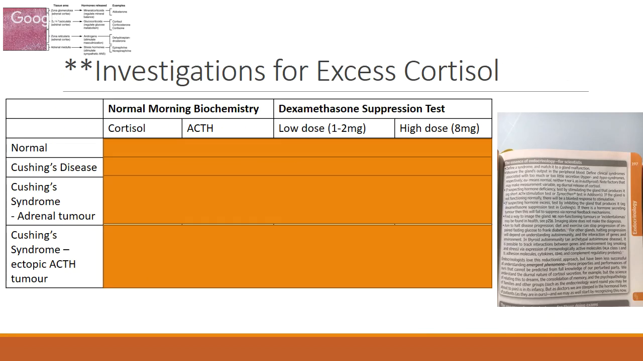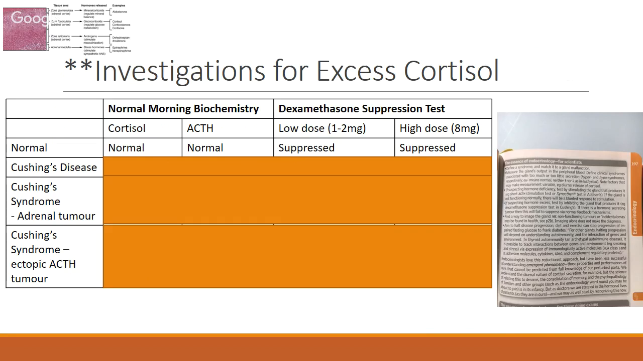Okay, let's go. For the first row, if you are normal, you're going to have normal cortisol and ACTH in the morning. And if you administer just a little bit of dexamethasone, it's enough to suppress the pituitary production of ACTH, and that will cause a low cortisol in the morning. So it'll be suppressed in the morning with either low dose or high dose of dexamethasone.